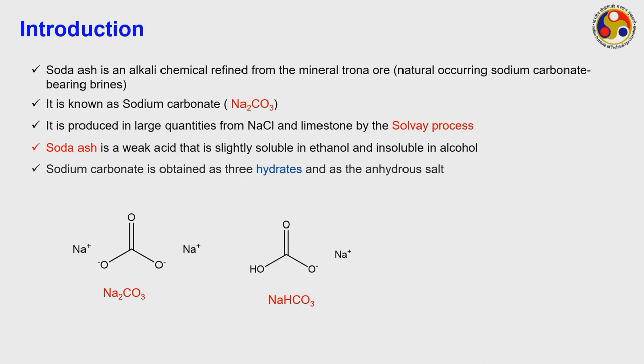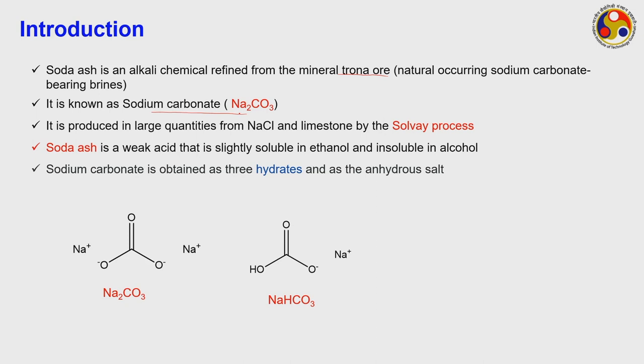So what is soda ash? Soda ash is an alkali chemical refined from the mineral trona ore. The trona ore means you have sodium carbonate. But this sodium carbonate may not be attached to one carbonate ion, it may be attached to many other carbonate ions. So you may have several sodium atoms attached to carbonate. Based on that, it is sometimes known as sesquicarbonate. But prominently from the ore, what we need to get is the sodium carbonate. The sodium carbonate may be hydrated, may not be hydrated. If it is hydrated, one sodium will be replaced by hydrogen. So, NaHCO3 it becomes.